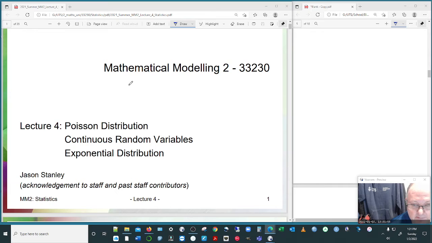Alright, so we're going to be having a look at some new distributions. We've got a Poisson distribution, and then we have continuous random variables and an exponential distribution. Now what's not obvious in this is that up here we've had a look at the binomial distribution, and prior to that we were looking at discrete.